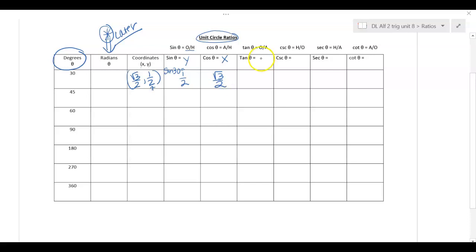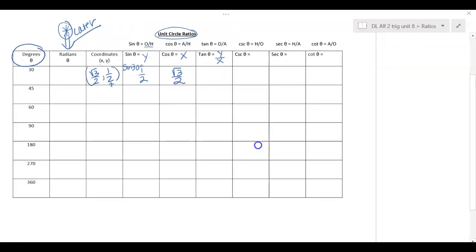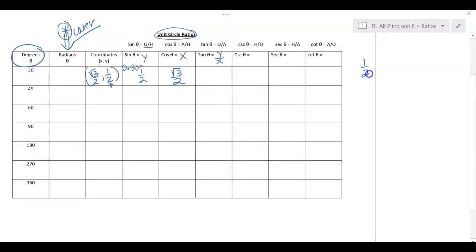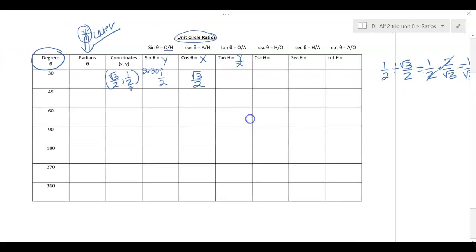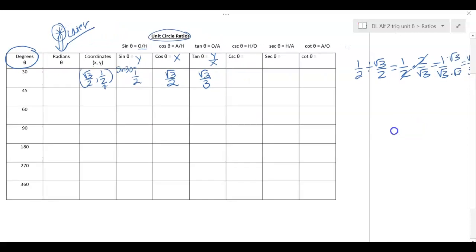And the tangent of 30 is going to be the y coordinate divided by the x coordinate. And you might have to do this off on the side. So we have 1/2 divided by rad 3 over 2. So that would be 1/2 times the reciprocal of rad 3 over 2, which would give us 1 over rad 3. And again, we don't leave the radical in the denominator because we're trying to write a rational expression. We get a rational denominator, rad 3 over 3, as our tangent.